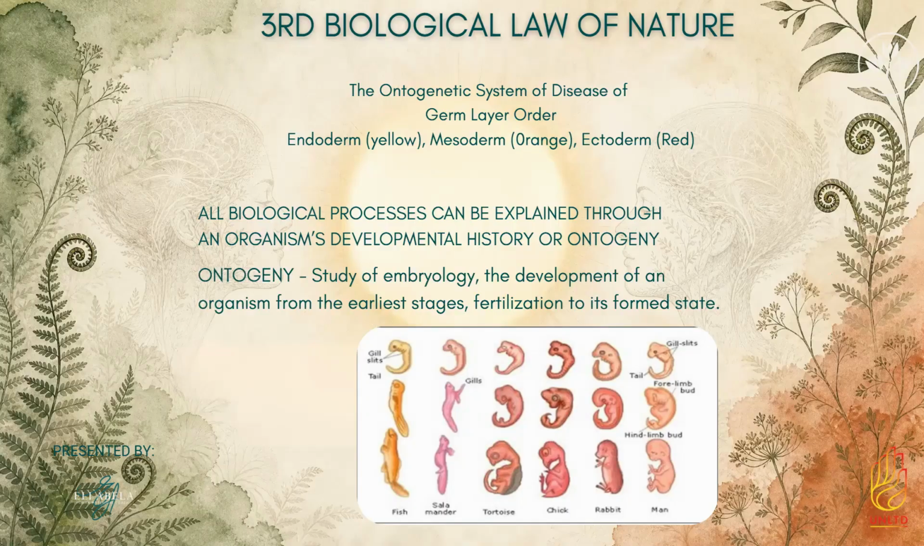This suggests that some of our ancestors resembled simple ring-like or worm-like creatures, similar to the sea anemones we see today.